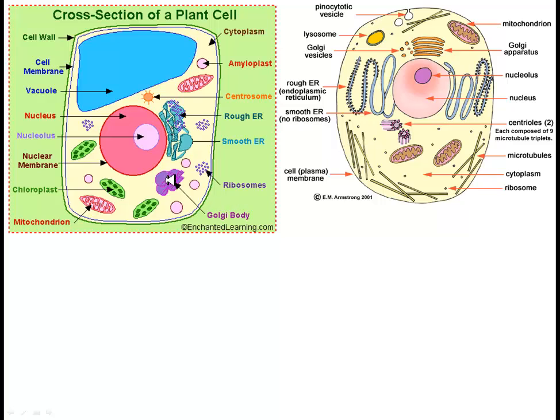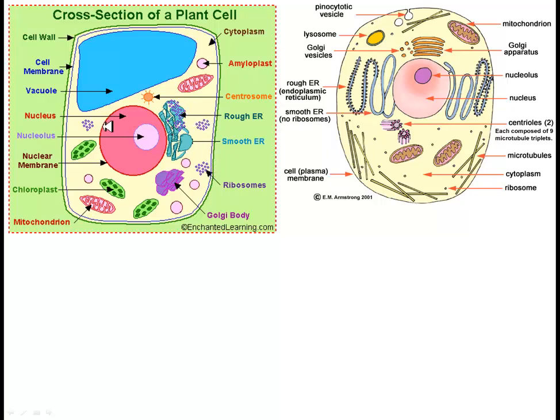Golgi bodies, which package and transport, or they actually bring in packages and cut them up for transport either in the cell or for out of the cell. Ribosomes, like I said, make proteins. Smooth ER moves things around primarily from the nucleus to the cell. And then we have rough ER, which actually has ribosomes on it.